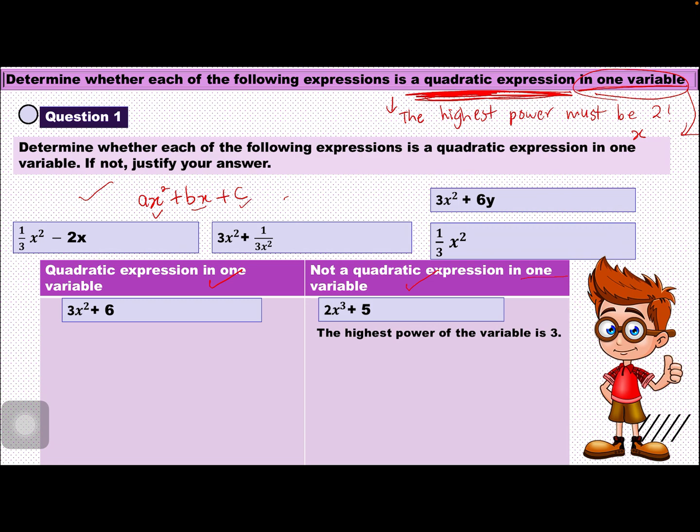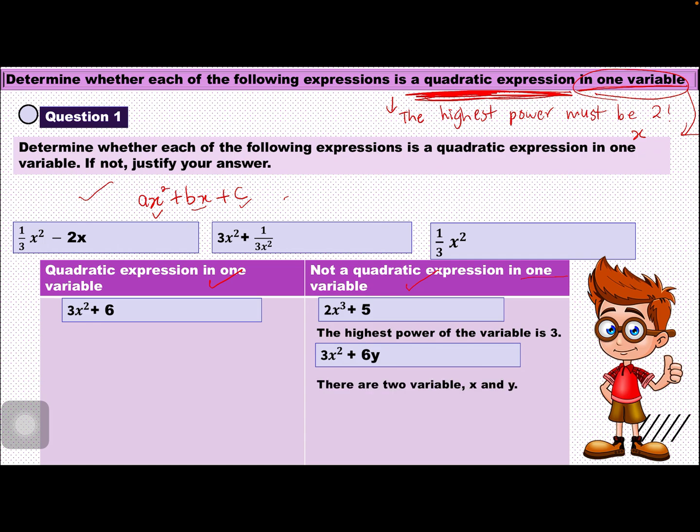Okay, next one, 3x squared plus 6y. It is not a quadratic expression in one variable. Why? Because there are 2 variables there, right? Which is x and y. Okay, the next one is 1 over 3x squared minus 2x. It's a quadratic expression in one variable. It follows the general form.